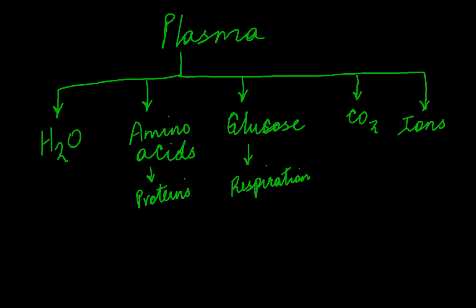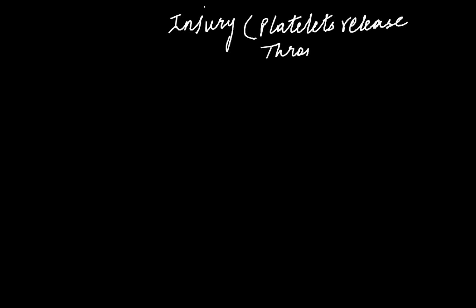Now finally, the last part is blood clotting. Now let's see what happens in blood clotting. See, if you have a wound, okay? So first of all, there's an injury. And if there's an injury, what will happen is the platelets, you remember I told you about the platelets? The platelets will release something called thrombokinase, which is an enzyme. And this enzyme will now, in the presence of calcium ions and vitamin K.